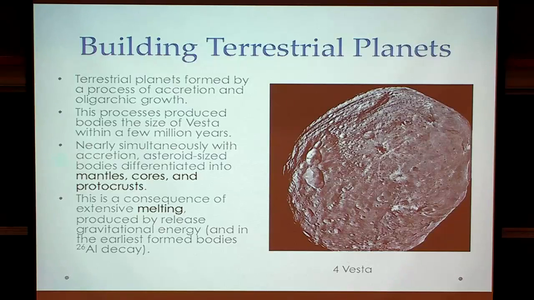So the point is this differentiation starts to happen in relatively small bodies and happens very soon. And what this means, as I said to Bill, is that when we're talking about accretion of the Earth, we're probably talking about accreting bodies that themselves have already undergone some differentiation.